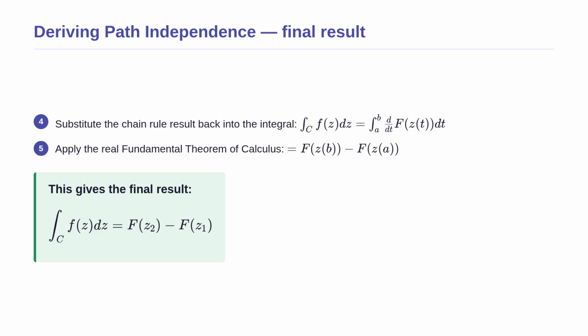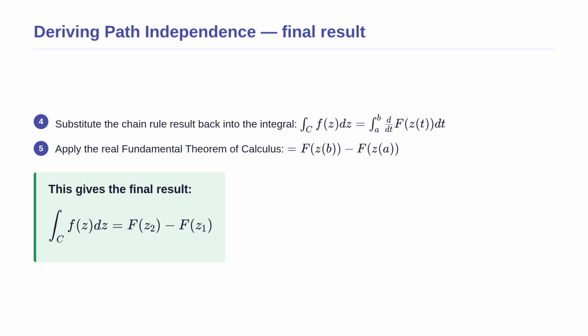Let us bring it all together. We substitute our chain rule result back into the original integral. Now we are integrating the exact derivative of a function with respect to time t. The complex path has been completely absorbed into a simple rate of change.